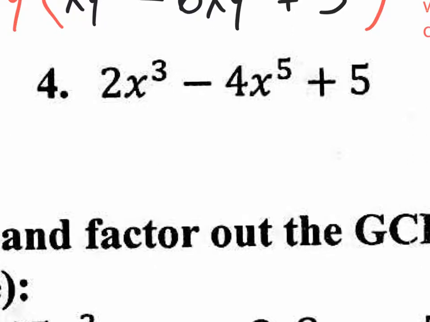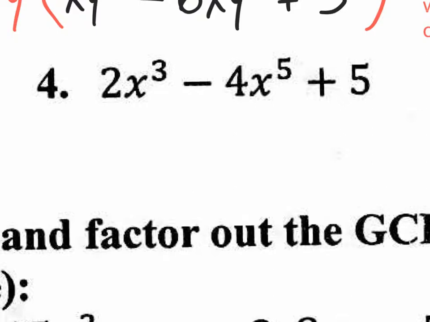So what's in common in all 3 terms right here? Do I have a 2 in each of the numbers? A multiple of 2? No. Do I have x's in each of the terms? No. So is there a GCF? No, there is no GCF. You can't pull out anything. So what do we say?